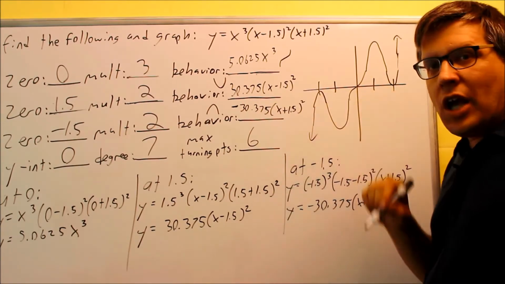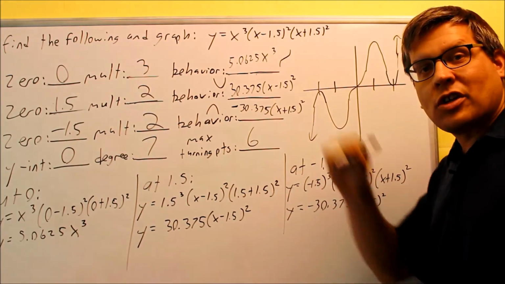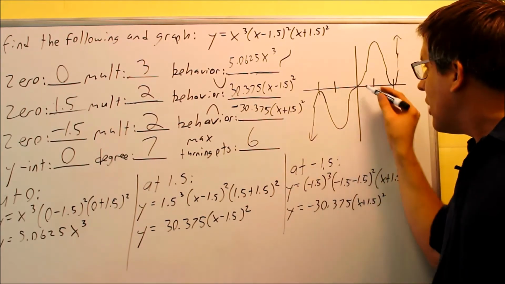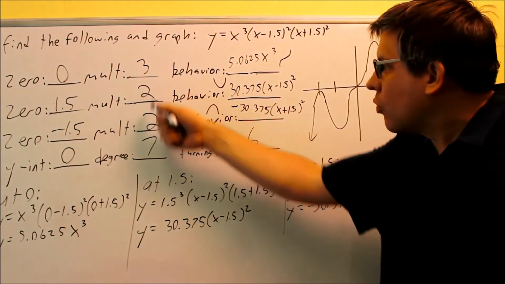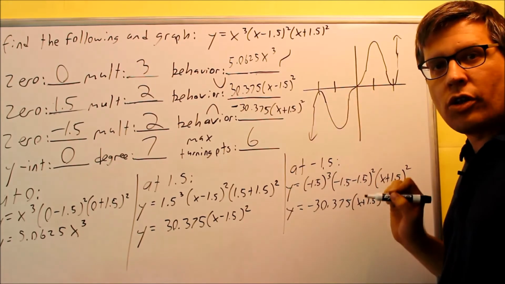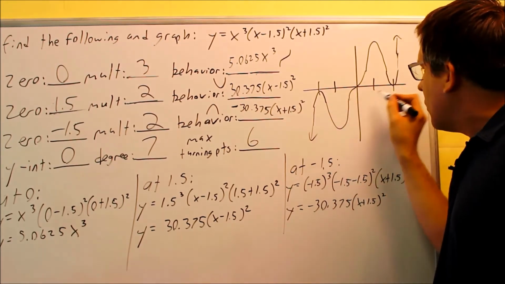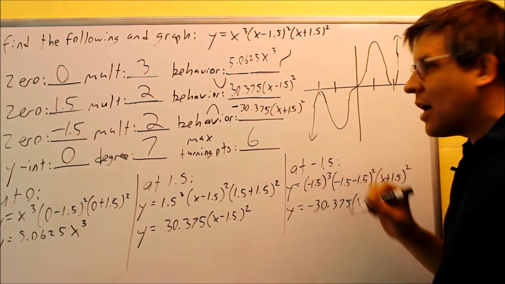And notice again with behaviors, I mentioned before that if you have an odd multiplicity, the graph is going to pass or cross through the x-axis. So you notice it's crossing through at 0. The other ones, even multiplicities, that means that it's going to touch only but not cross at these. So it's touching right here and right here, but it's not passing through.